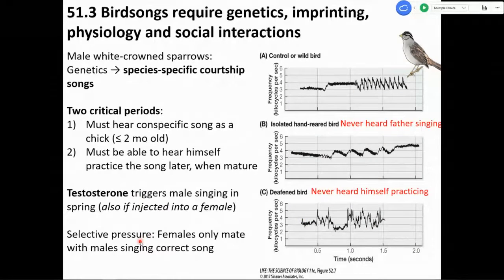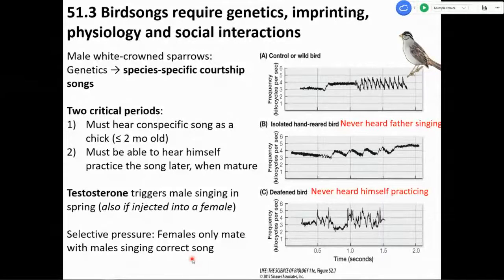And the interesting thing is that even females are able to produce this song if you inject them with male sex hormones. So testosterone triggers male singing in the spring, also if it's injected into a female. So the females are actually doing the same thing. They can learn it, practice it, and go through this whole process as long as they get these critical periods and some testosterone. And this is under strong selective pressure because females only mate with males singing the correct song. So if you as a male don't do that, genes that you're carrying that might be controlling this behavior will not be passed on to future generations.